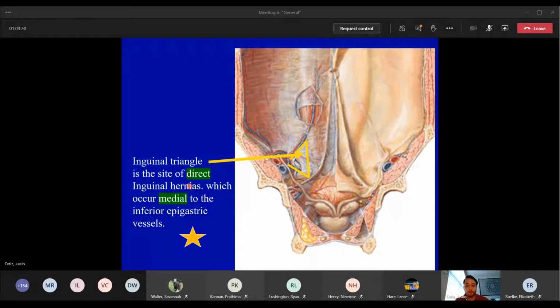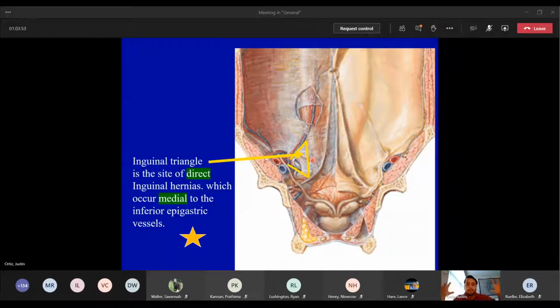What's important about the inguinal triangle is that that's going to be the site of the direct inguinal hernias, right? So direct inguinal hernias are just going to be weaknesses in the abdominal wall, mostly only associated with the parietal peritoneum, right? You're not going to get any spermatic cord with that, because when we talk about it later, indirect hernias are going to be associated with the lateral side of the inferior epigastrics, right?